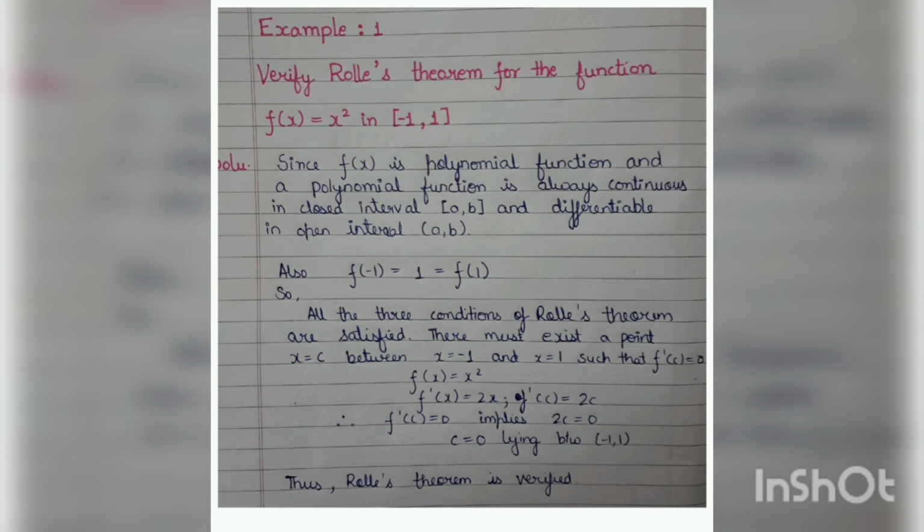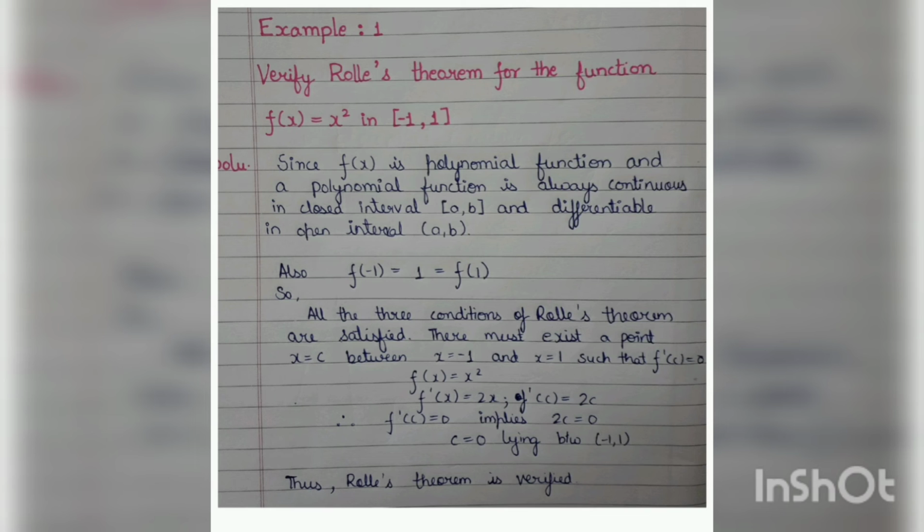Now we will understand some examples. First, verify Rolle's theorem for the function f(x) = x² in [-1, 1]. Since f(x) is a polynomial function, it is always continuous in the closed interval and differentiable in the open interval. Also, f(-1) = 1 = f(1). The values of (-1)² and 1² are equal to 1 always. So all three conditions of Rolle's theorem are satisfied. Then there must exist a point x = c between -1 and 1 such that the derivative f'(c) is equal to 0.